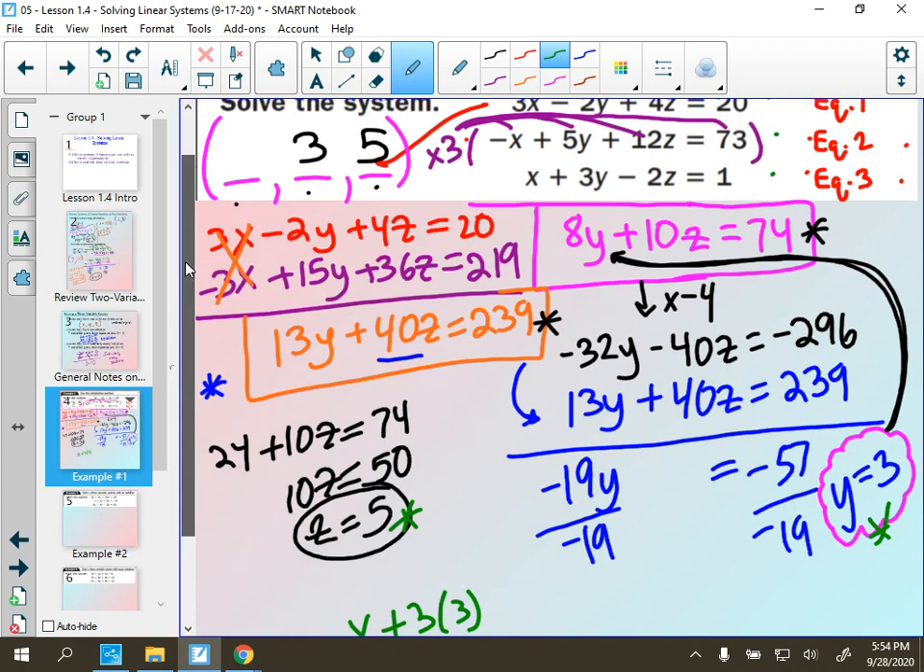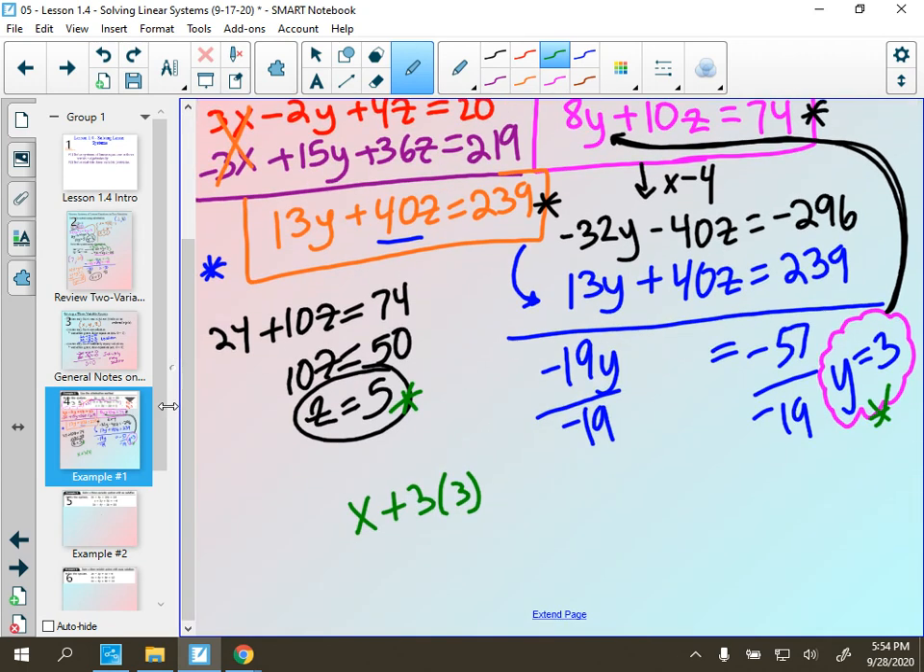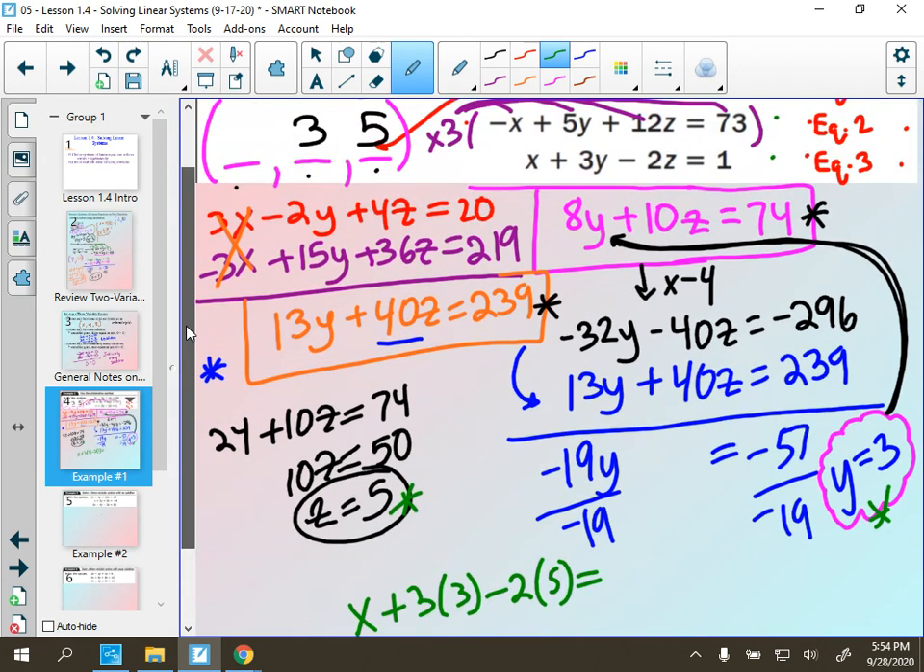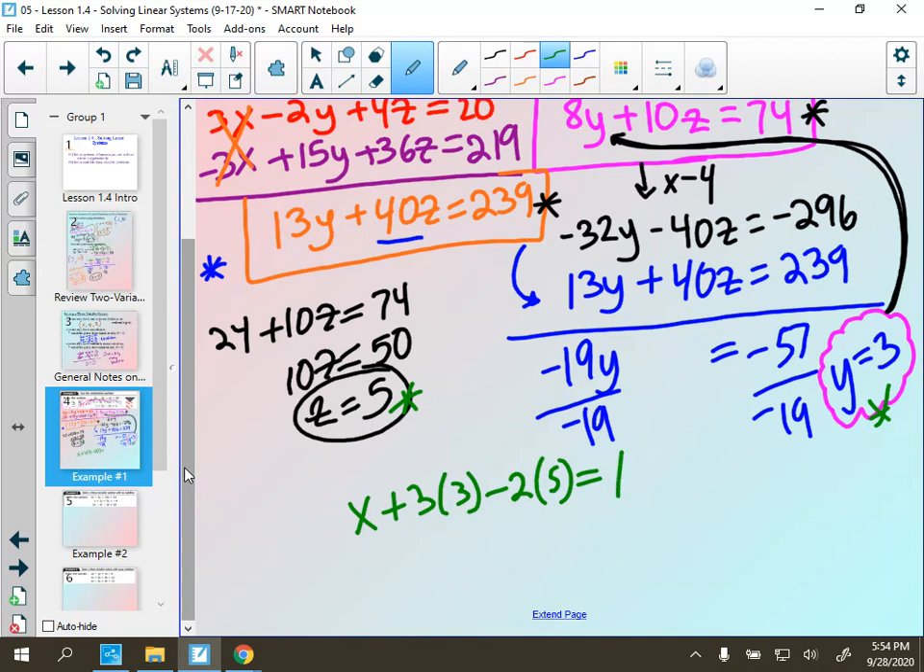And then let's see, we'll go minus 2 times z, which we're saying is 5. And that should hopefully all come out to equal 1. I picked that one again just because the numbers were small. You could have gone into any one of the 3 equations. So x plus 9 minus 10, x minus 1 equals 1. And we'll add a 1 to both sides and get x equals 2.